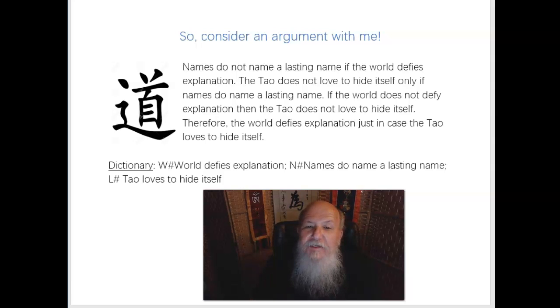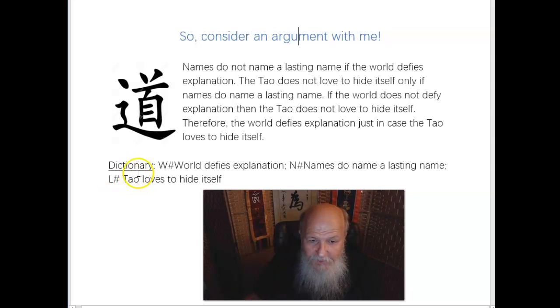Names do not name a lasting name if the world defies explanation. The Tao does not love to hide itself only if names do name a lasting name. If the world does not defy explanation, then the Tao does not love to hide itself. Therefore, the world defies explanation, just in case the Tao loves to hide itself.